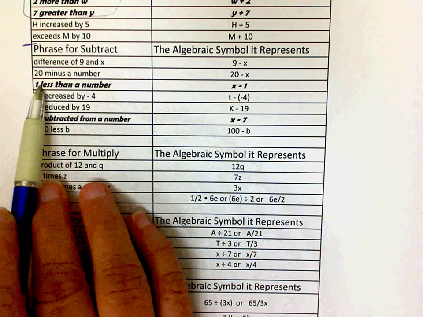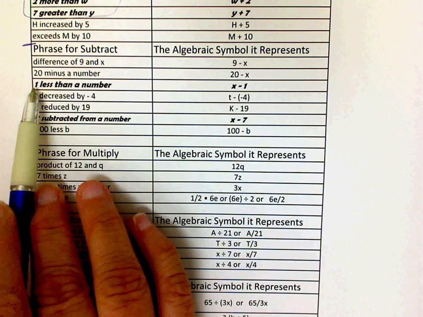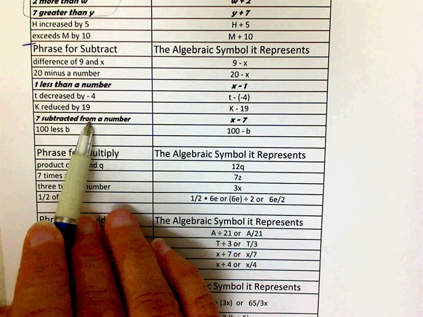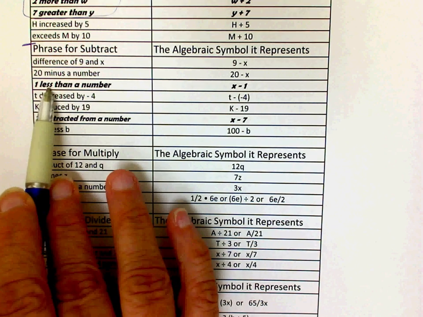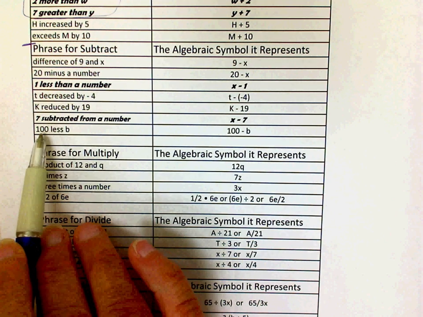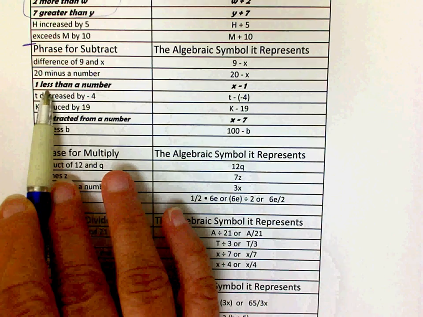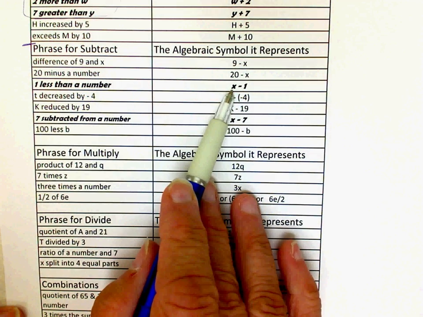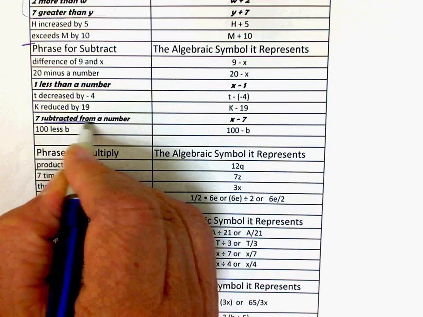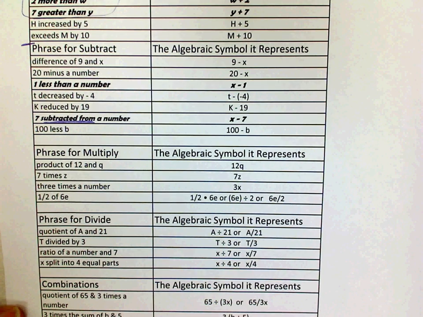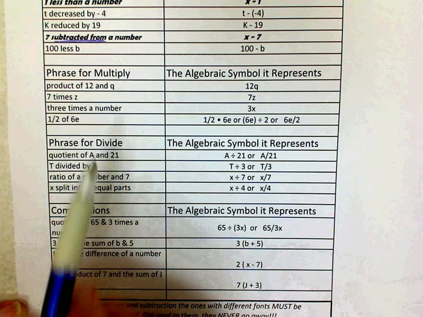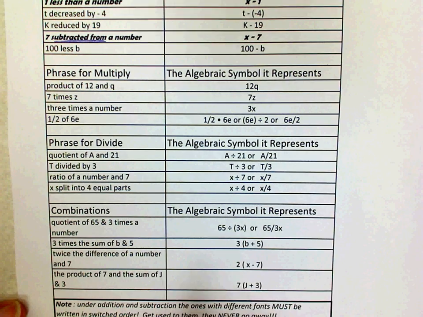So the ones that are really important for subtraction is 1 less than a number, 7 subtracted from a number. Now notice this says less than. This one says down here less. Less keeps the order. Less than switches order. And I promise you, especially this one, subtracted from, never goes away. Now the nice thing about multiply and divide is that they always keep the order given.